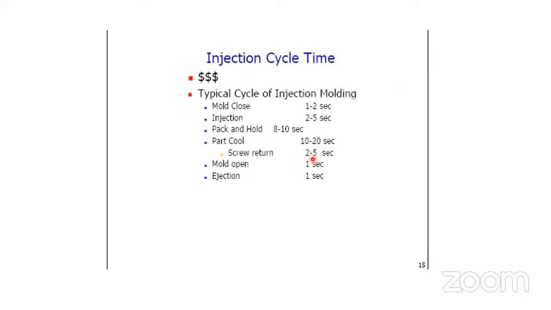Now, injection cycle time. Typical cycle time of injection molding: mold close 1 to 2 seconds. See the timing. Injection 2 to 5 seconds.